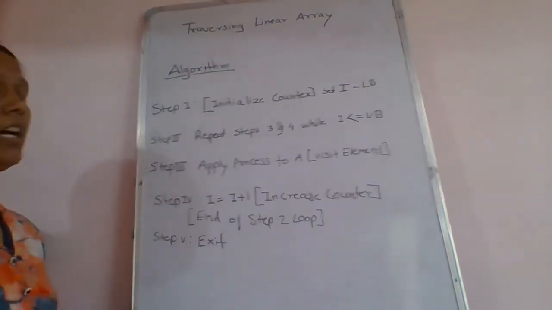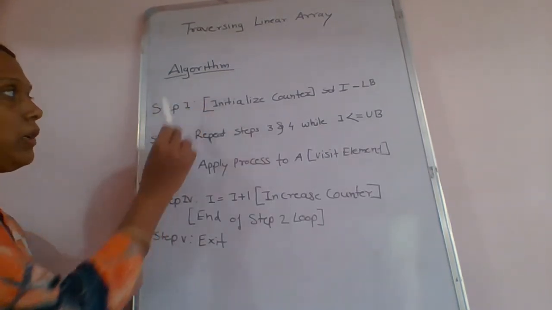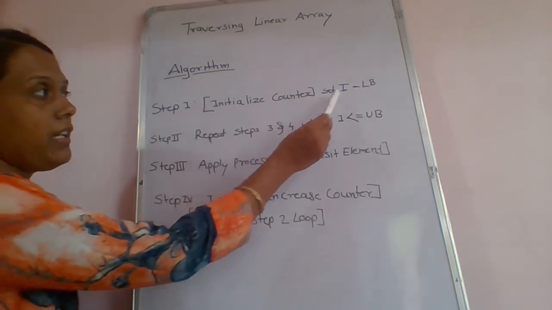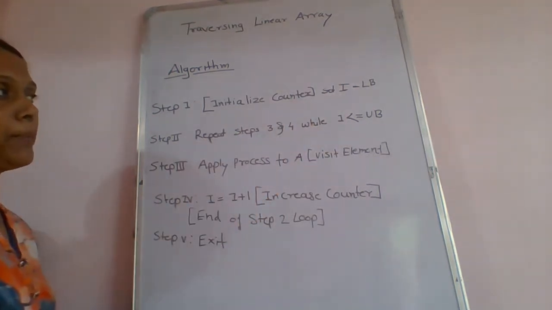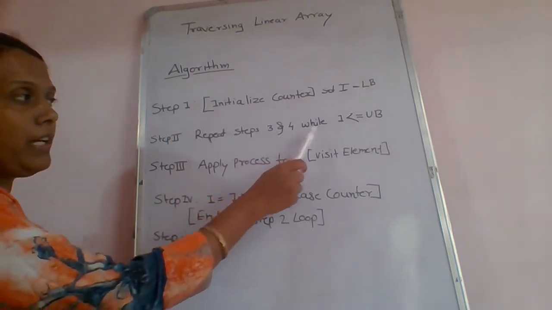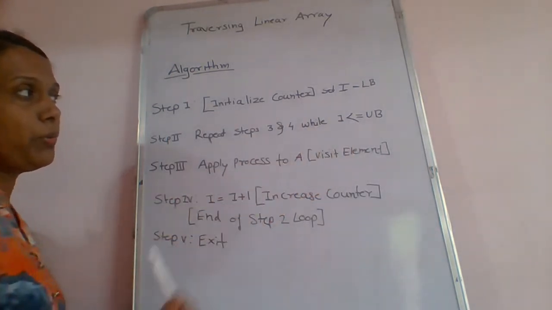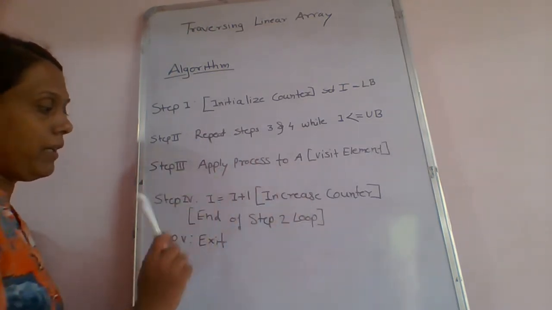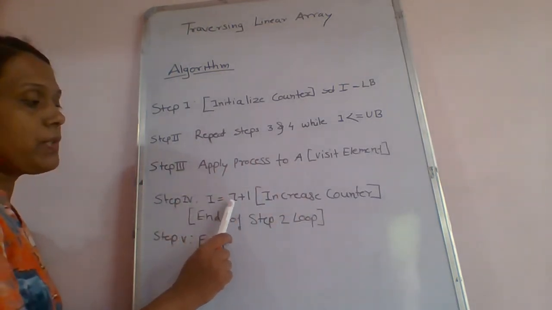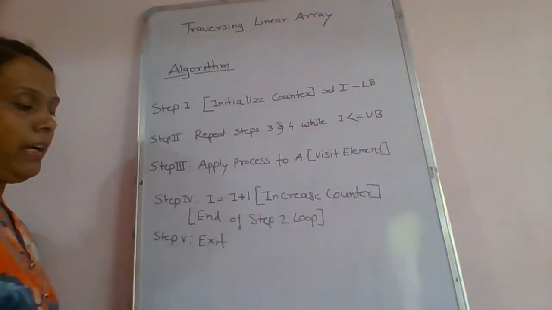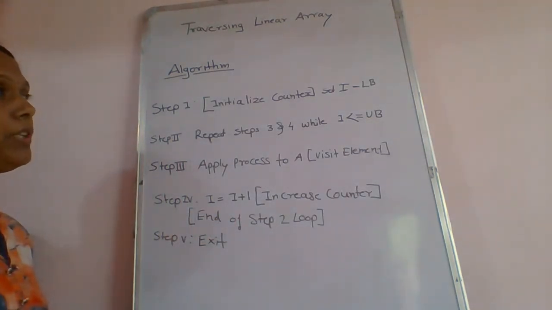Now see the algorithm. The first step is to initialize the counter, that is, set I equals to LB. Then step 2: repeat steps 3 and 4 while I is less than or equal to UB. Step 3: apply process to A[I], that is, visit the element. Then step 4: I equals I plus 1, that is, increase the counter. End the loop and exit. This is the normal algorithm.